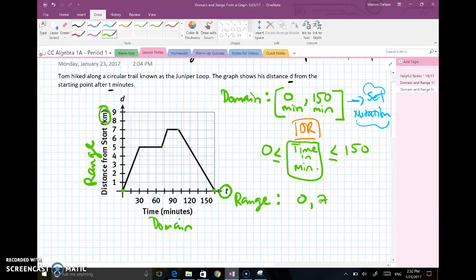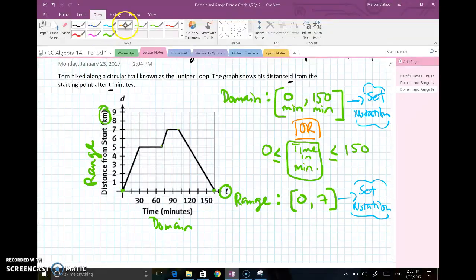So 0 kilometers gets a bracket because that's a clear starting point, and 7 kilometers gets another bracket because that's a clear ending point. That's where he's decided, enough is enough. I am tired and ready to go home. So that gets a bracket also. And that also is set notation. So set notation again.